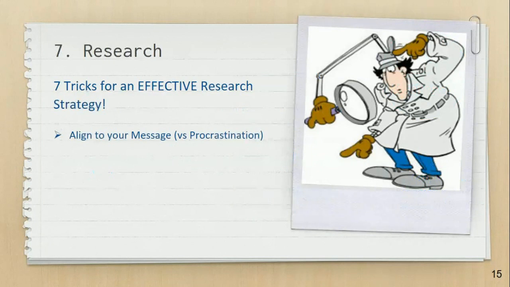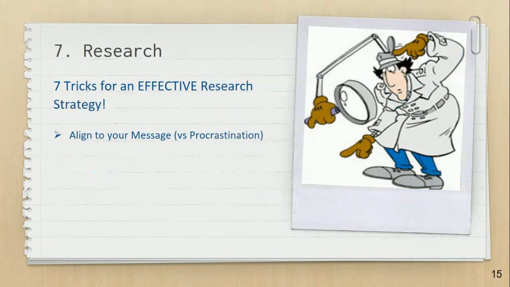Number 1, align to your message versus procrastination. Now, what do I mean by that? I mean, are you researching something that aligns to your message, or are you researching because you're procrastinating? Are you researching cats, or are you researching your message? So there's been quite a few times where I'll go off on a tangent and I'll start researching something and I'll stop myself and go, wait, I can do that later. Come back and focus on my message and what I'm doing right now.